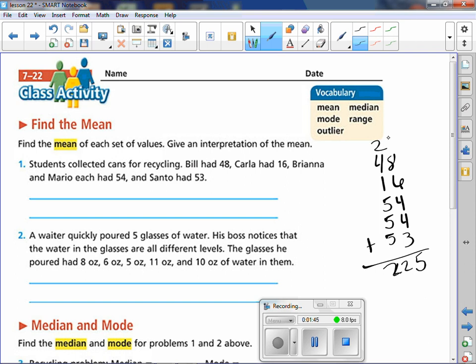Now I need to divide. There are how many numbers here? 1, 2, 3, 4, 5. So I'm going to take 225 and I'm going to divide that by 5. Okay, maintaining my place value and working through. Okay. So 45 is the mean. Mean is the average amount that they collected. 45 cans.